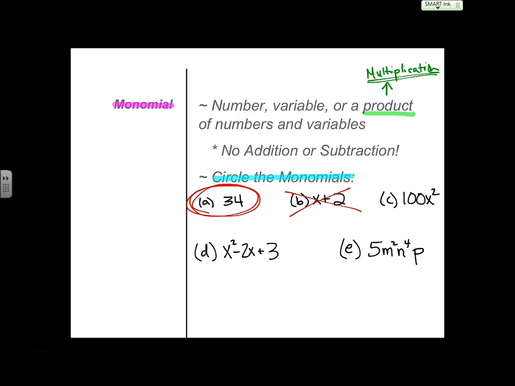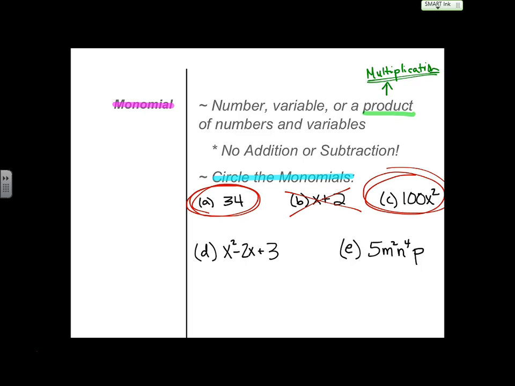So far we have A as a yes, B as a no. C, you can tell me yes or no and why. Jackson. Yes. Why? It's a number and it's a variable, but what's the operation? Multiplication. Are we allowed to have multiplication? Yeah, of course we are.